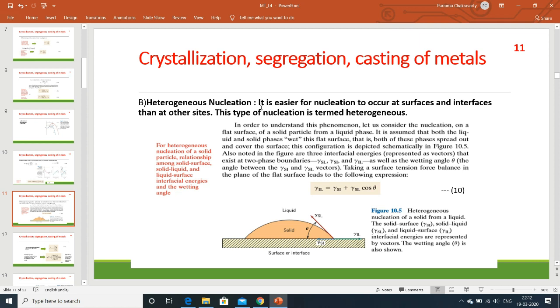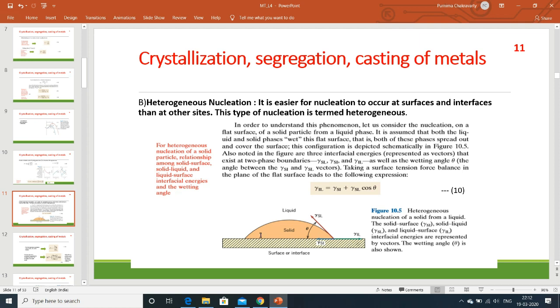And going forward, in the next few slides, we will see how and why it's easier for heterogeneous nucleation to occur rather than homogeneous nucleation. So to understand this phenomenon, we have considered an interface, and I'm considering this is the liquid phase, and slowly the solid phase has started growing at the boundary.